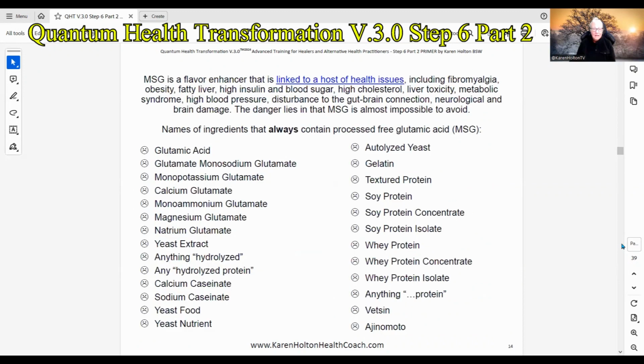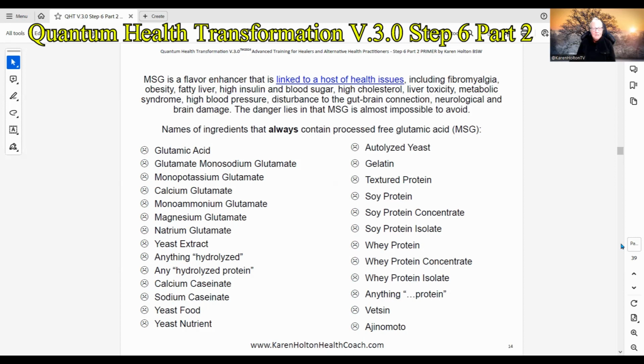MSG is a flavor enhancer that is linked to a host of health issues, and I have a link to the research papers here in the PDF, including fibromyalgia, obesity, fatty liver, high insulin and blood sugar, high cholesterol, liver toxicity, metabolic syndrome, high blood pressure, disturbance in the gut-brain connection, neurological and brain damage. The danger lies in that MSG is almost impossible to avoid.